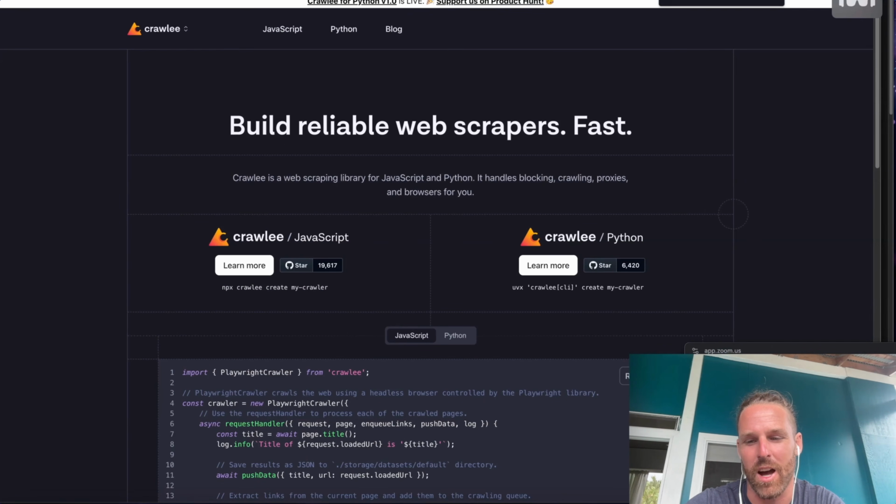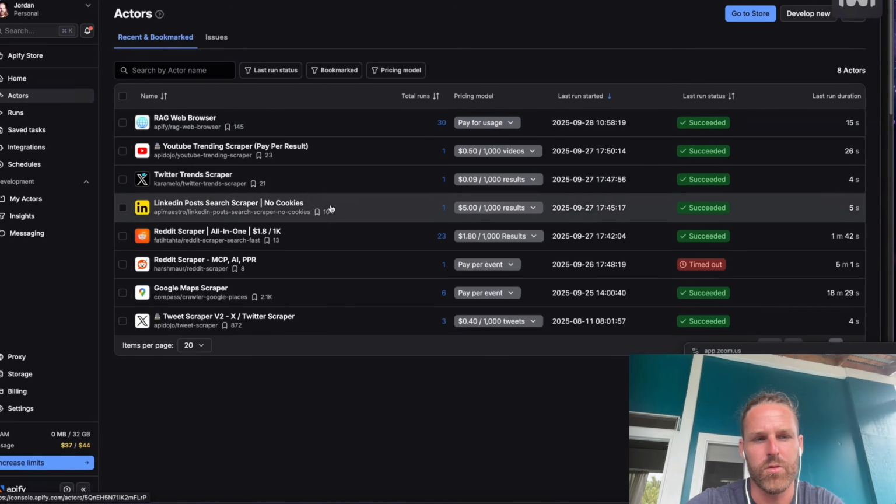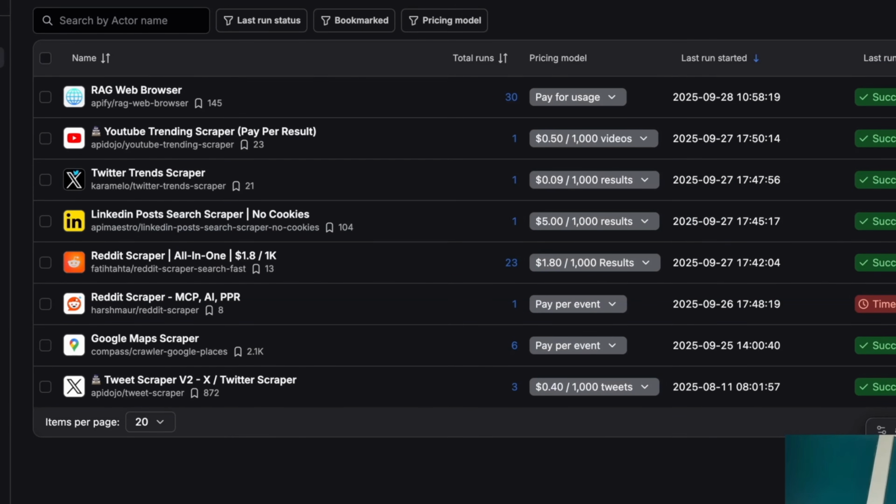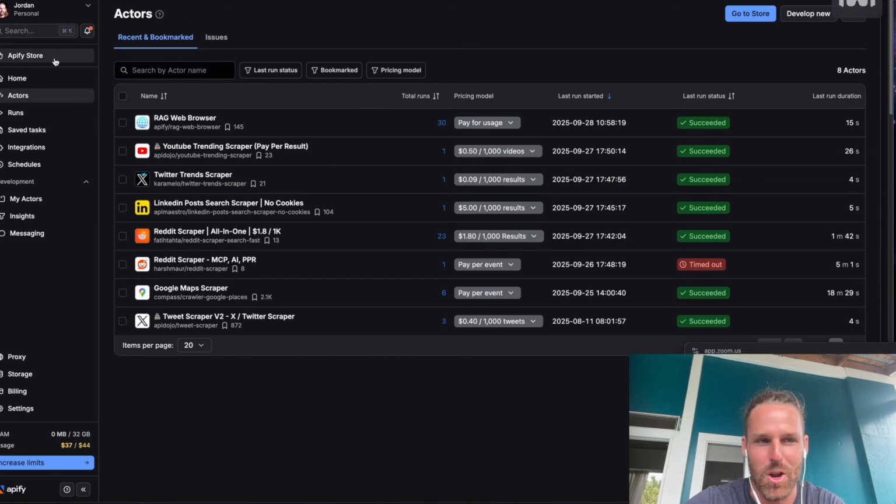But it's going to cost you time to fine tune it. Scraping Reddit is not always easy. Scraping LinkedIn is even harder, right? These actors just can do it. They just know how to do it.